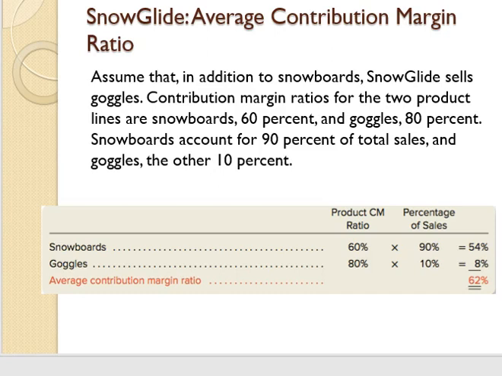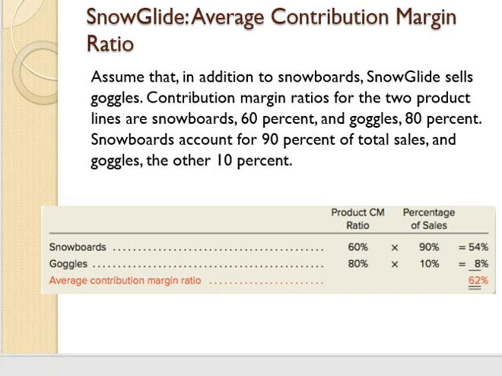All right, so for example, if you have more than one product, like they show you here, Snow Glide sells, in addition to snowboards, goggles. So contribution margins for the two products are 60% for snowboards and 80% for goggles. And if you see how they do it, the average contribution margin ratio is 62%. So you could use that as well. But again, more advanced techniques can be used, obviously. But just to give you an idea, that's how it's done.